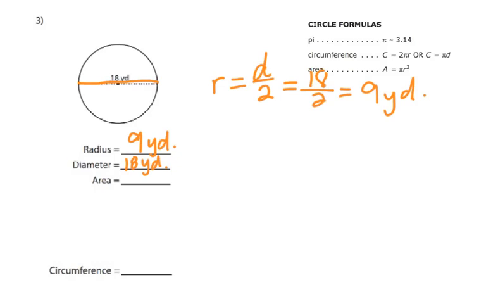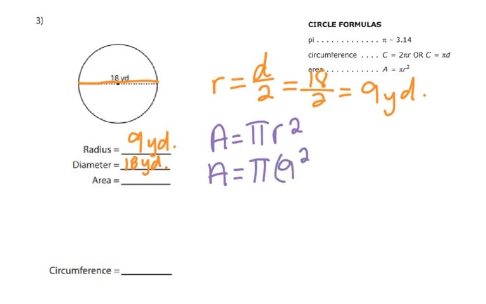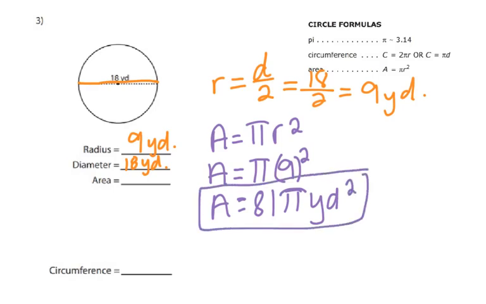Now to find the area, we're going to use the area formula. So we're going to do area equals pi r squared. And our radius is 9. So now to leave this in terms of pi, we just do 9 squared, which is 9 times 9. And we leave the pi. And then our units is yards squared. So that would be our area.